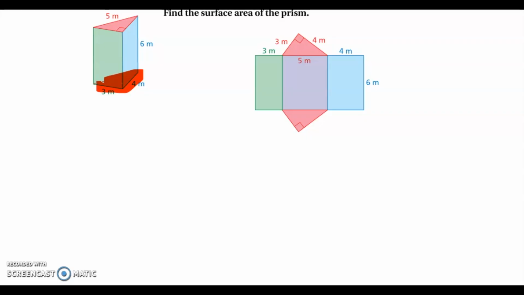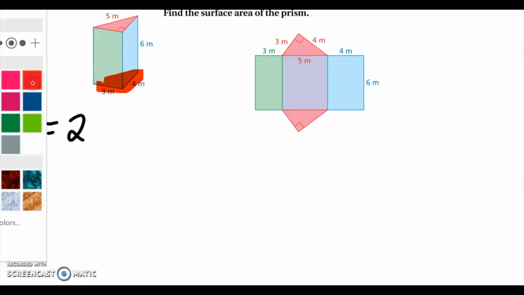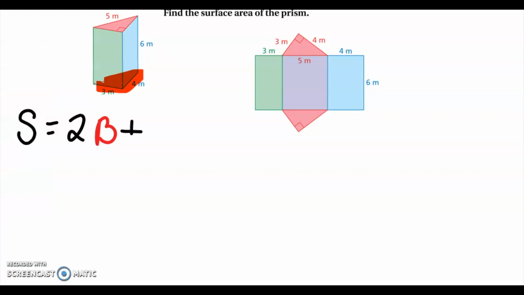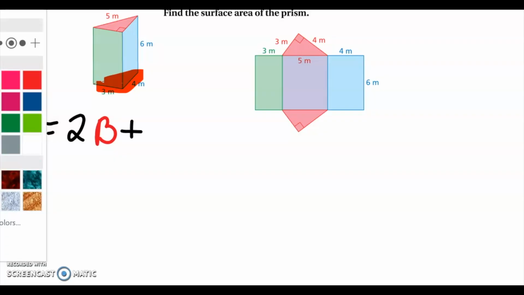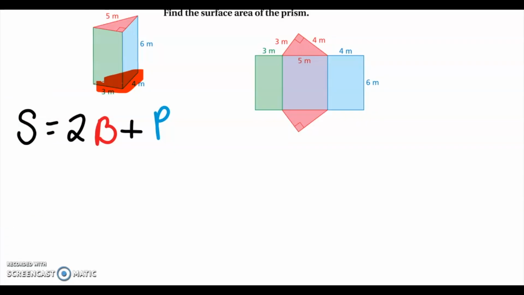We're going to use our same formula that we just talked about. Surface area equals 2 times the area of the base, which is red, plus the perimeter of the base times the height of the prism. And the height of the prism is this distance right here. Okay, so here we go.